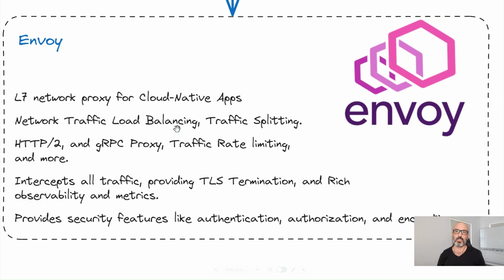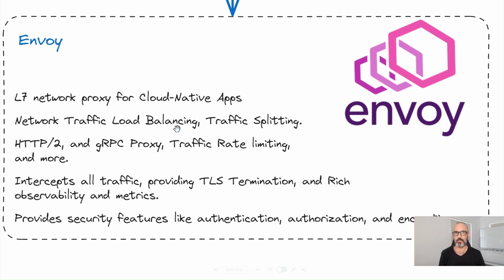The other technology that I want to talk about, which is part of Azure Container Apps, is Envoy Proxy. Envoy Proxy is a layer 7 network proxy for cloud-native apps. What that means is that it works on layer 7 in the networking stack, where we have things like HTTP and gRPC. So Envoy works at this level.